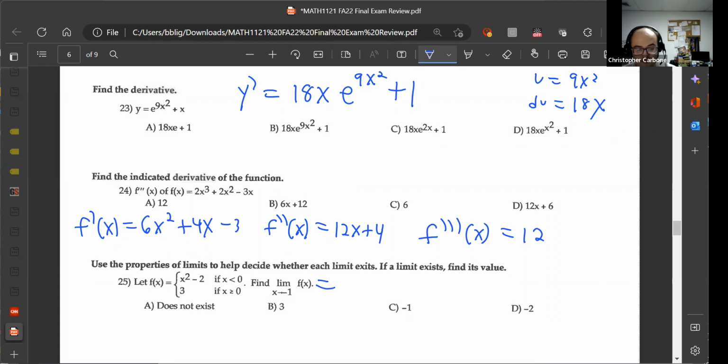So -1 falls within this first or top specification since it's less than 0. So we just put -1 in. -1 squared minus 2. This would give us a value of just, well, -1 for that limit.